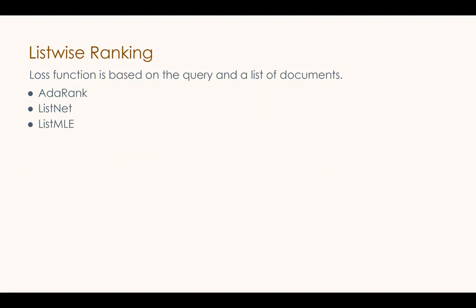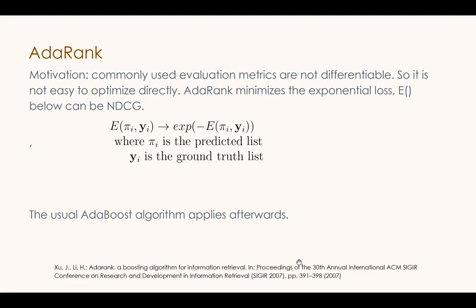So the next category of algorithms looks at the entire list. So the loss functions are based on the query and a list of documents. There are three examples I give here. One is AdaRank. The remaining two are very close to each other. One is called ListNet and one ListMLE. Let's see what they are.